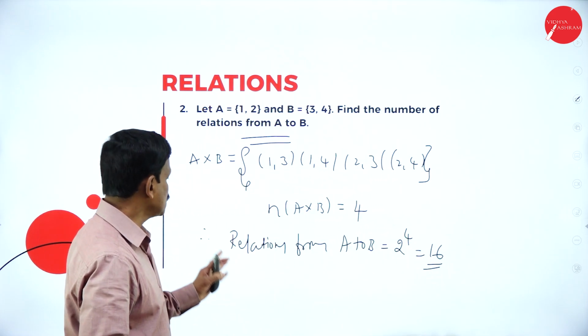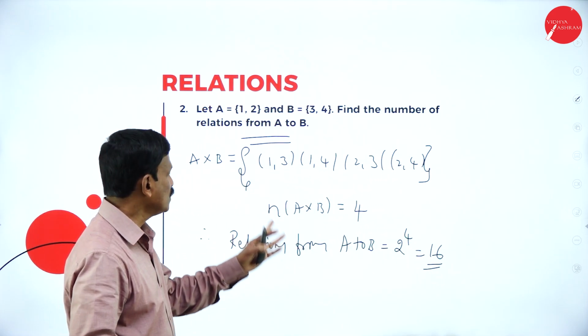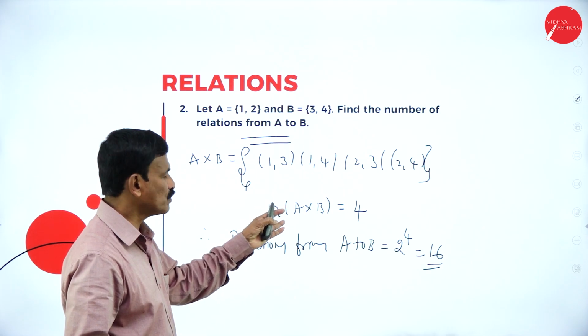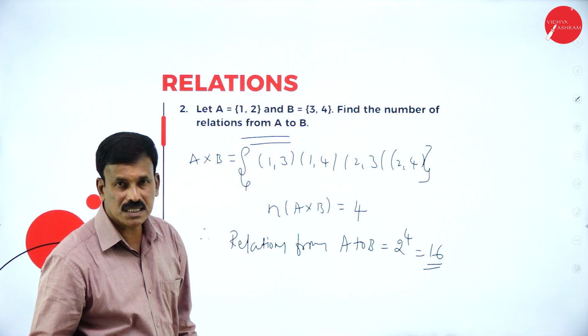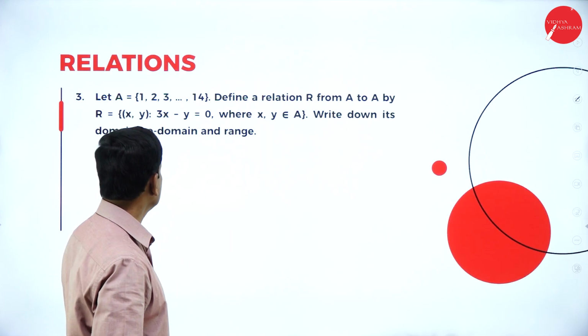So the number of relations from A to B is 2 to the power of m into n, that is nothing but 2 to the power of the number of elements in the Cartesian product A cross B, that is 2 power 4, which is 16. That's it. Now move on to the next problem.